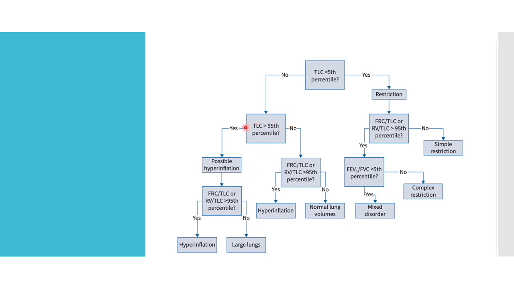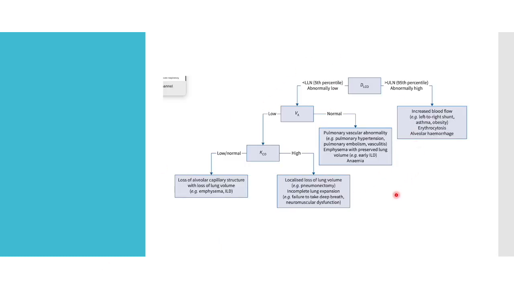Again, when your patient's TLC is not high and your FRC/TLC or RV/TLC ratio is also not high, then this patient has a normal lung volume. So this is a good flow chart. Again, you can keep it with the spirometer and assess it side by side.